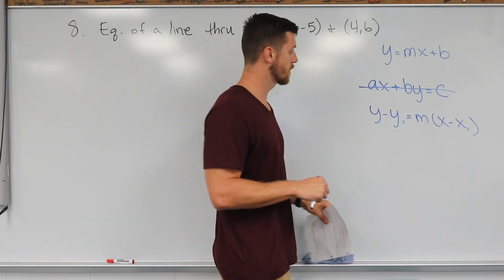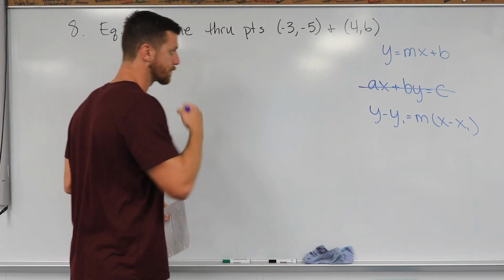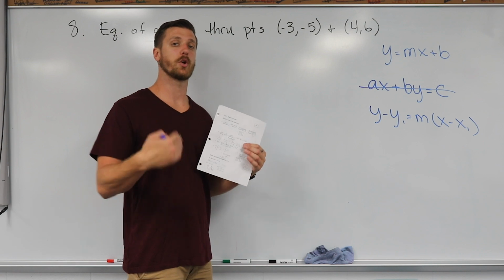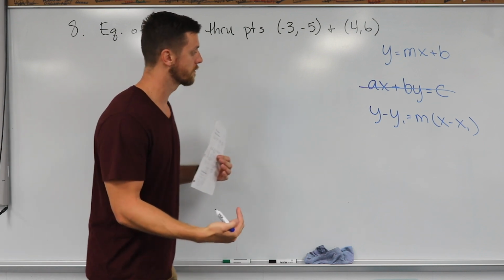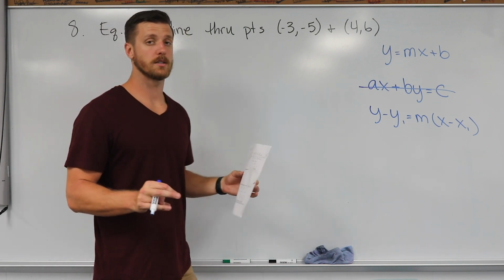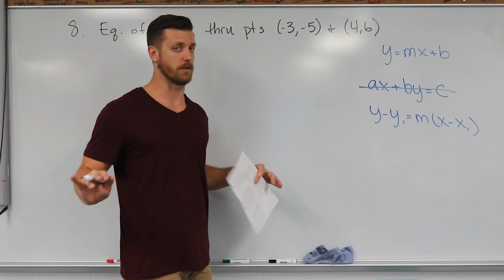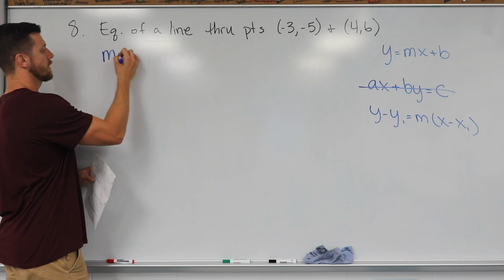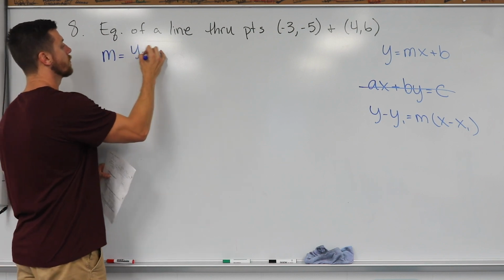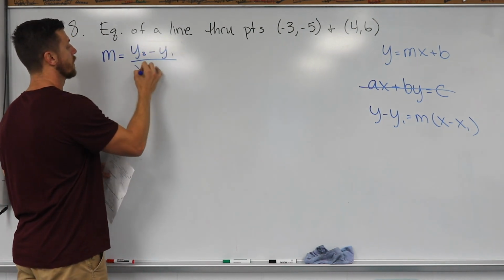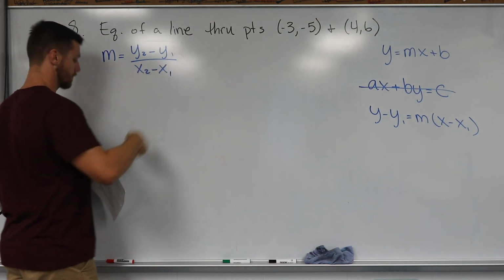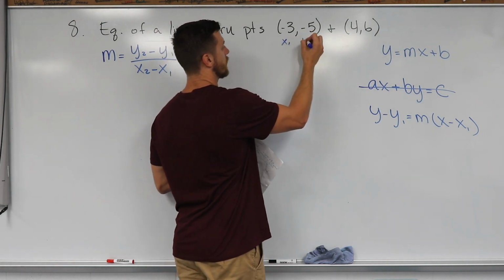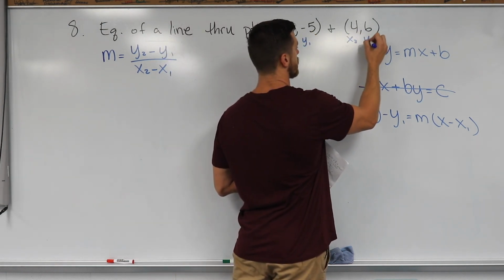So let me show you something. It might take a little bit of time because I want to show you multiple ways. The first thing I'm going to do is good for everything. Let's find slope. m is equal to y2 minus y1 over x2 minus x1. It doesn't matter which one you call which, but let's just call this one x1, this is y1, x2, this is y2.